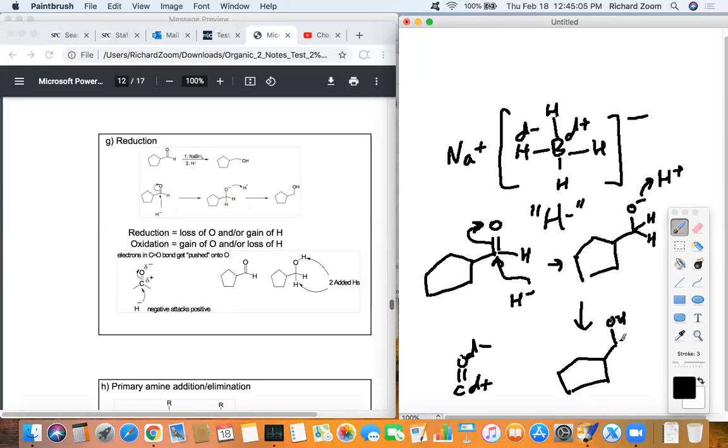Now you can include the H's at the end or not. Remember, these are line structures, so you're not obliged to show the H's on that C, but if you wanted to, you certainly could. But you'll see the effect here is that what was a C double bond O has been turned into an OH. And that was a double bond, and now that's a single bond. Does anybody have any questions? Okay.